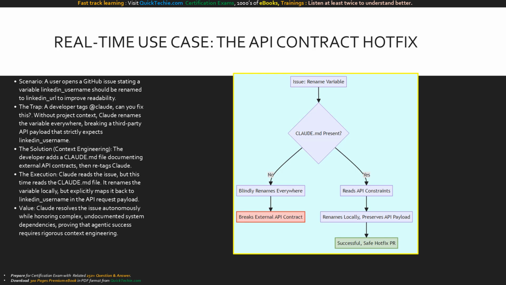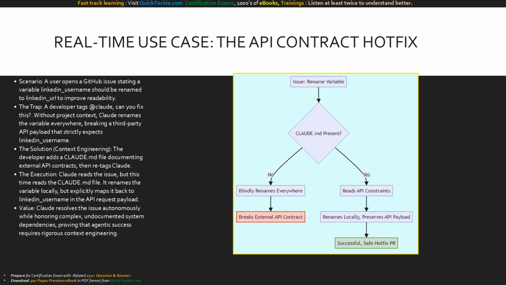Let's examine a critical real-world use case, the API contract hotfix. Scenario: a user opens an issue suggesting a simple variable rename from linkedin_username to linkedin_url for better readability. The trap: a developer quickly tags @Claude, "Can you fix this?" Without deep project context, an AI will blindly rename that variable everywhere. The disaster: that variable was part of a payload sent to a third-party API that strictly required the key linkedin_username. The code breaks. The solution lies in context engineering.